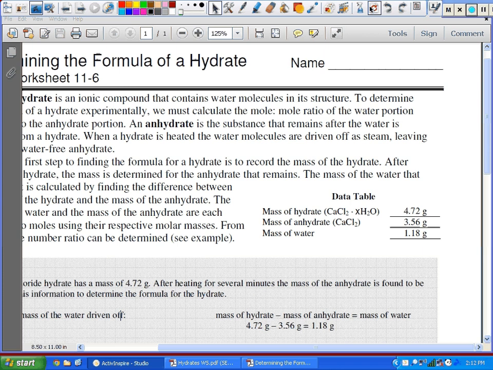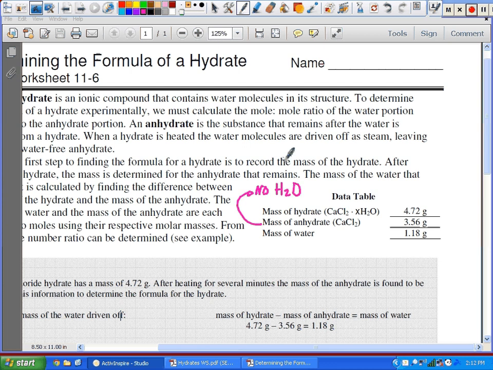Okay? So this is how much you start with, right? You start with 4.72 grams. The mass of the anhydrate. This is what the point what I want to make. What does the anhydrate mean? No H2O. So how can you determine the mass of water that was kicked out?